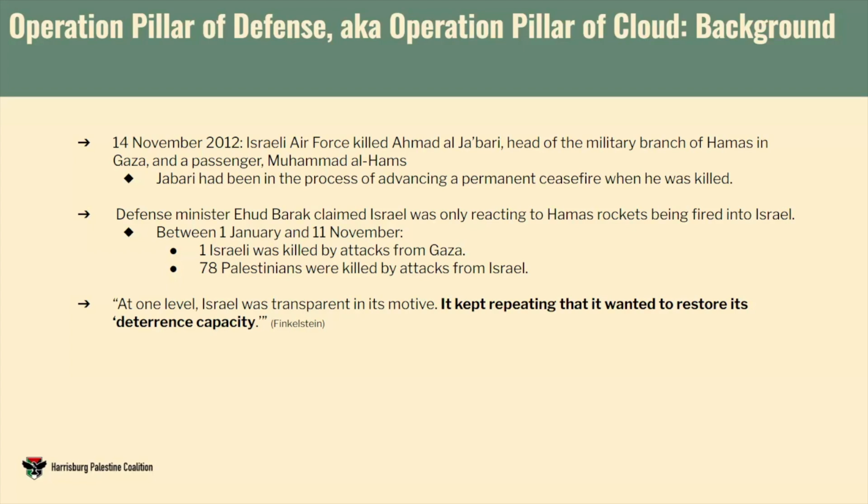Defense Minister Ehud Barak claimed Israel was only reacting to Hamas rockets being fired into Israel, but the numbers would maybe suggest otherwise. Between the 1st of January and the 11th of November, 1 Israeli was killed by attacks from Gaza, whereas 78 Palestinians were killed by attacks from Israel. So, decide for yourself if that seems like who was defending against what. And at one level, Israel was transparent in its motive. It kept repeating that it wanted to restore its deterrence capacity.